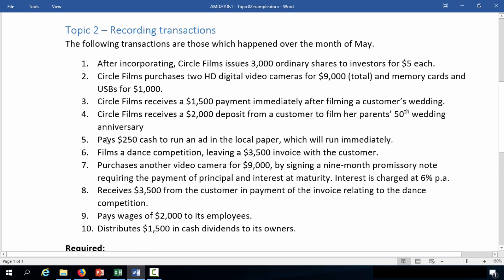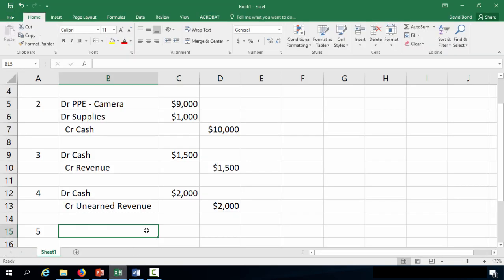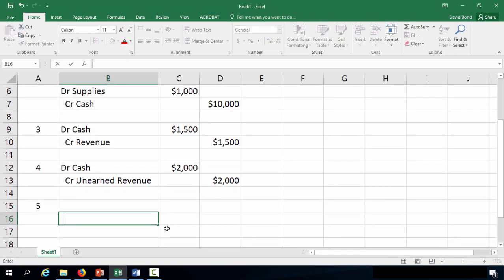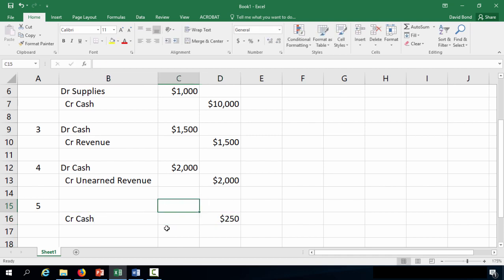5, pays $250 cash to run an ad in the local paper, which will run immediately. So the company's paid for the ad and it's run straight away. So cash is going out, so we credit the asset $250, and we debit advertising expense $250.